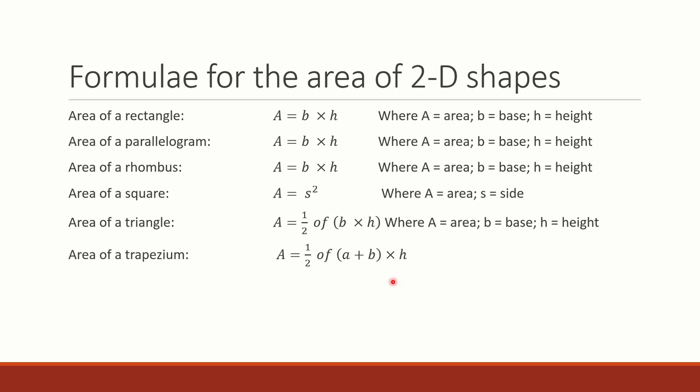The area of a trapezium is a little bit different. We've got half of A plus B multiplied by H, and in this case the capital A is the area, and B, small b, is the base, H is the height, but the small letter a there is the line that's parallel to B, or that's parallel to the base. When we do our example, it'll make a little bit more sense.